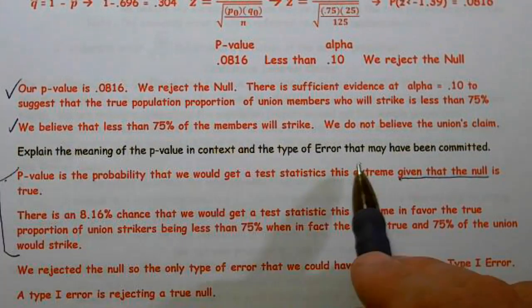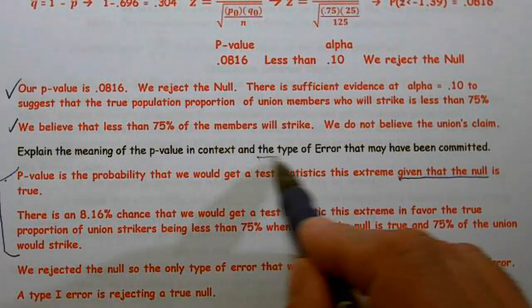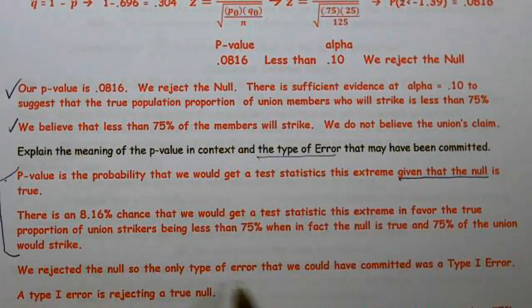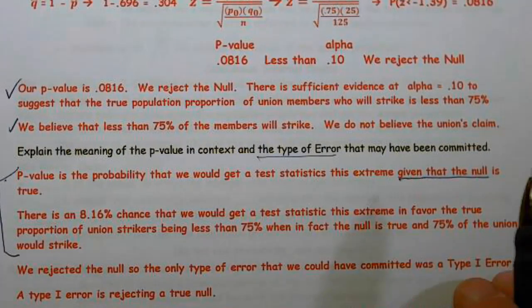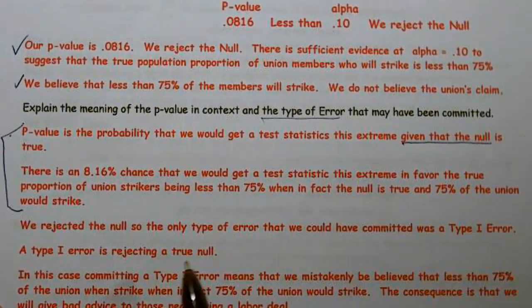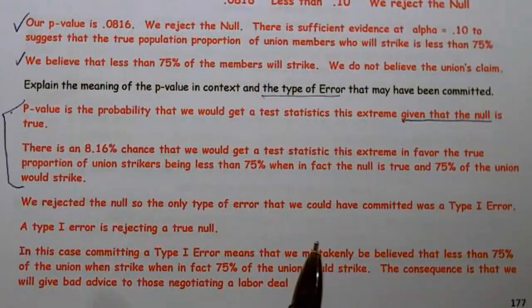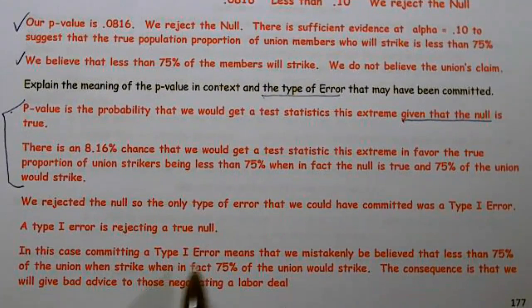The next thing it asks for is what type of error. Well, we rejected the null, so the only type of error that we could have committed is a type 1, because a type 1 error is rejecting a true null. So what is it in this case? In this case, committing a type 1 error means that we mistakenly believe that less than 75% of the union will strike, when in fact 75% would strike. The consequences are that we're going to give bad advice to those negotiating a labor deal, all right, or something along those lines.